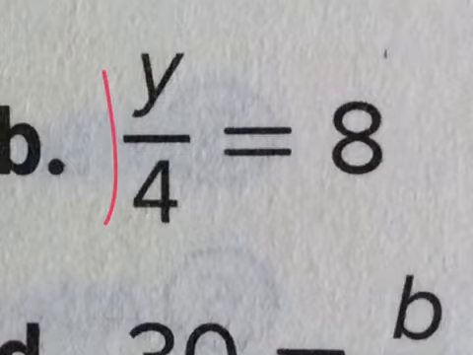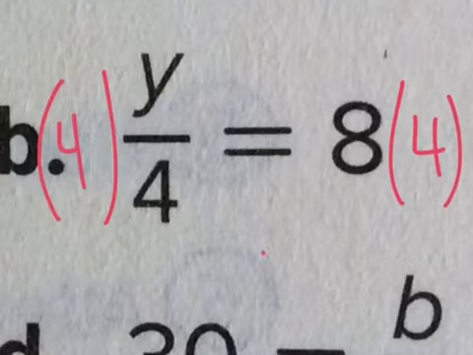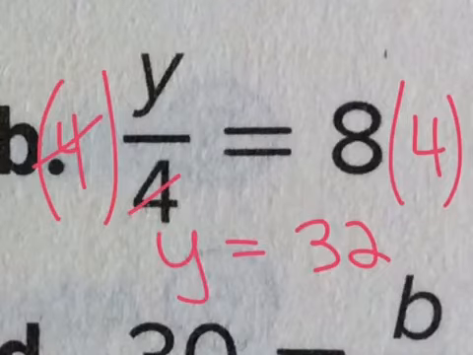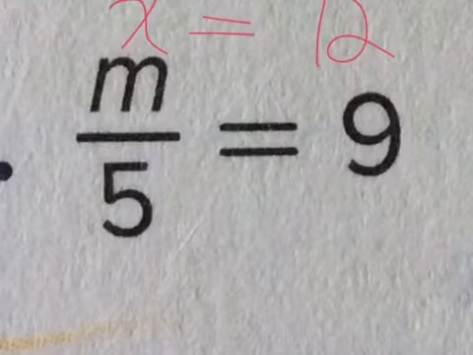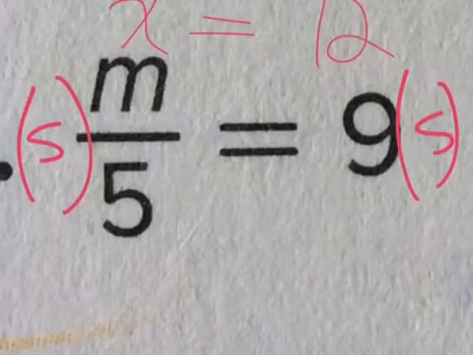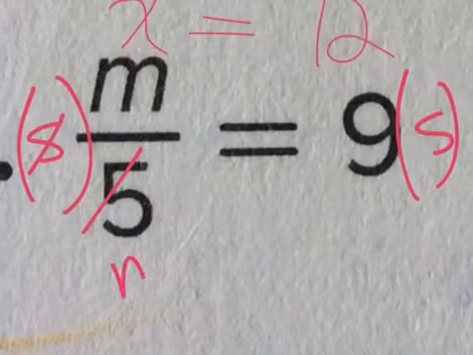And b, multiply both sides by 4. And on this side I get 32. These two cross each other out. And y equals 32. On this side we're going to multiply both sides by 5. These two cancel each other out. And then I have m equals 45.